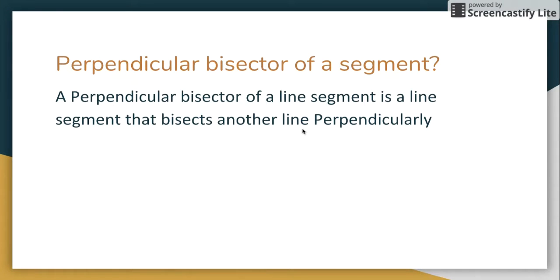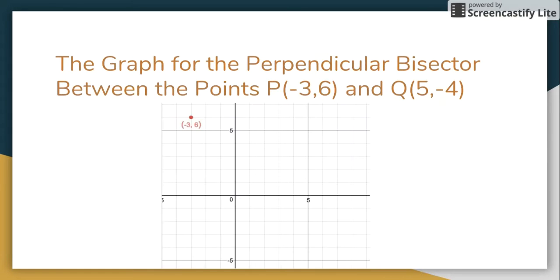Now, what is a perpendicular bisector of a segment? Well, a perpendicular bisector of a line segment is a line that bisects another line perpendicularly. Now, if you don't understand that, hopefully you'll get the gist of it towards the end of the video when I explain, do the math, and show a graph.